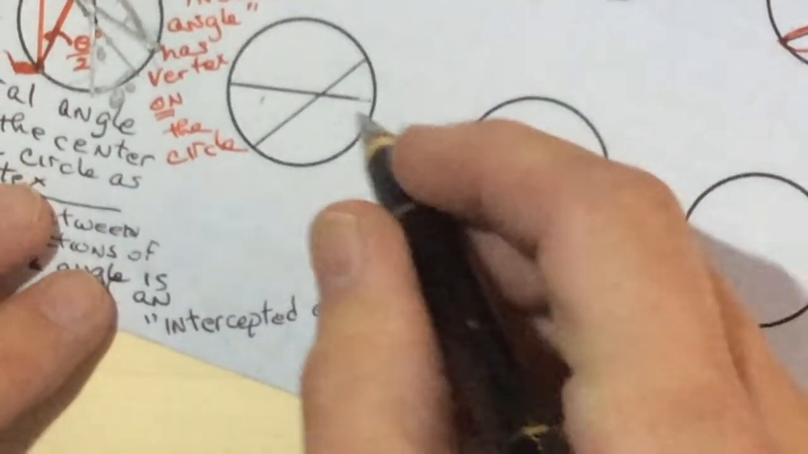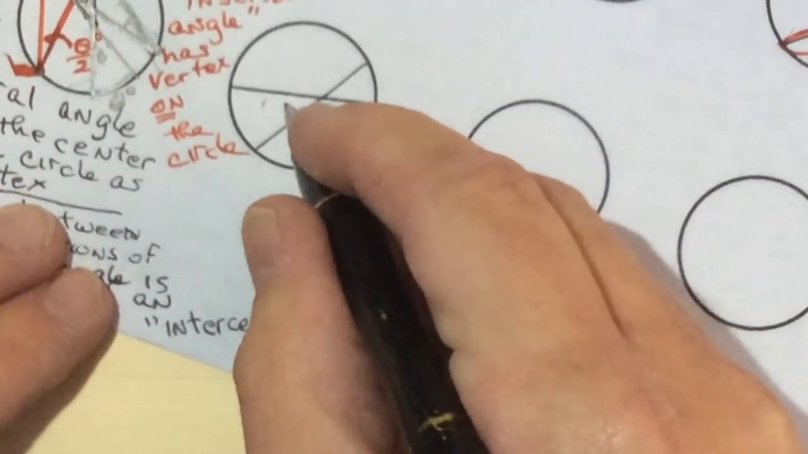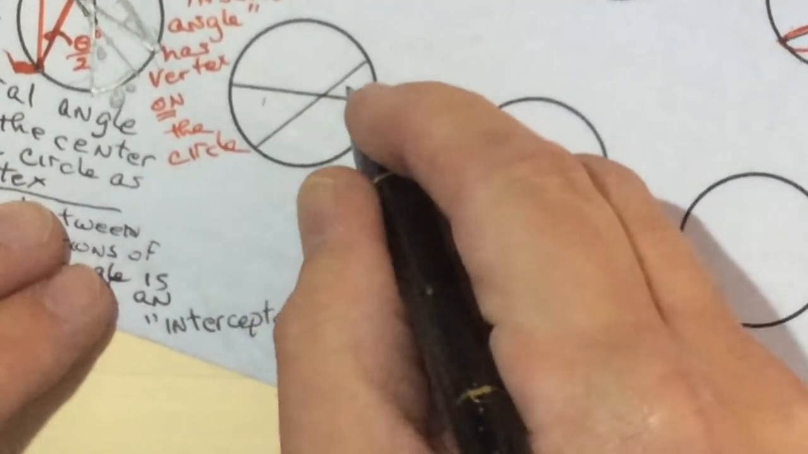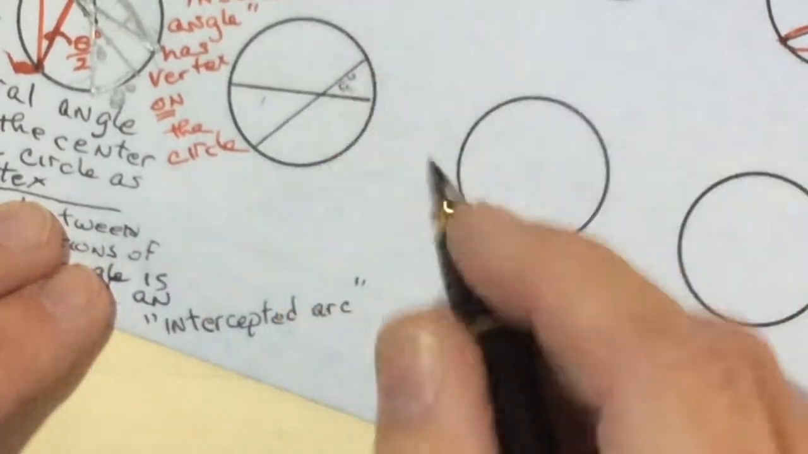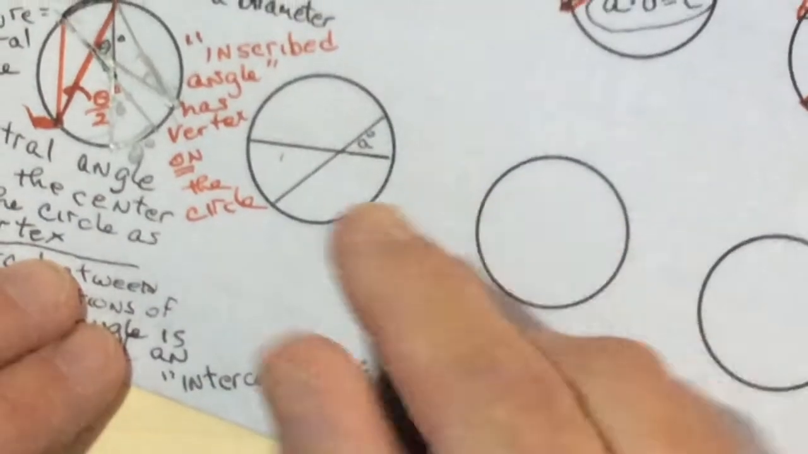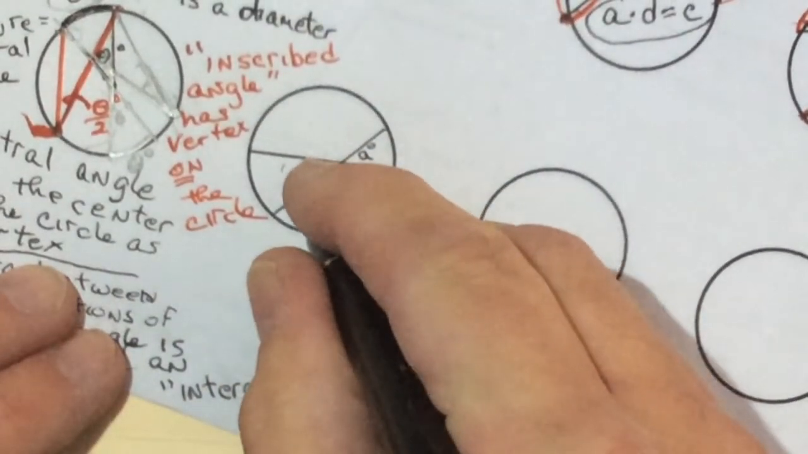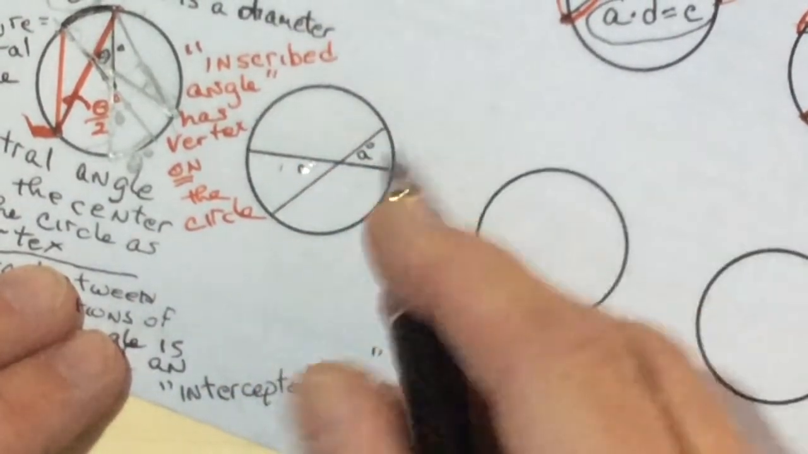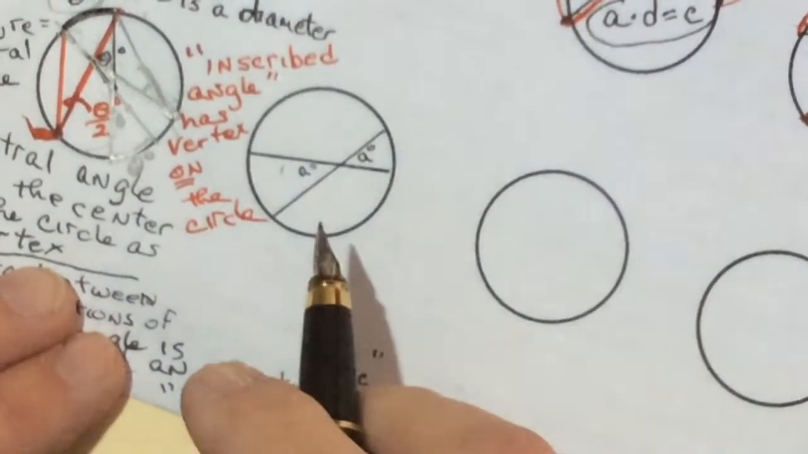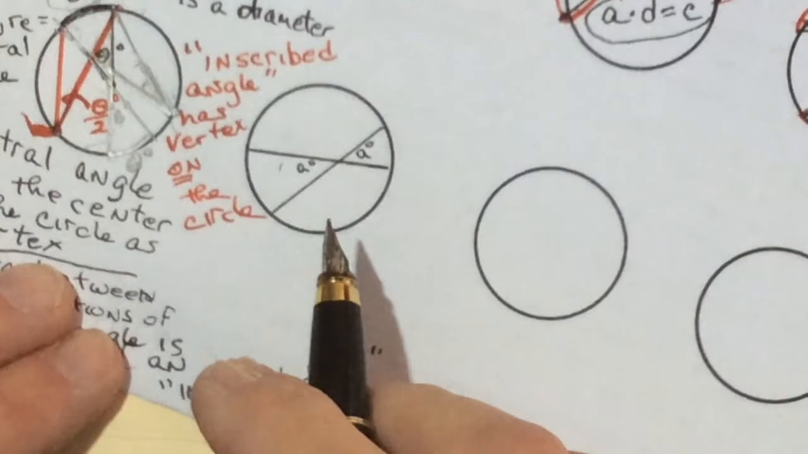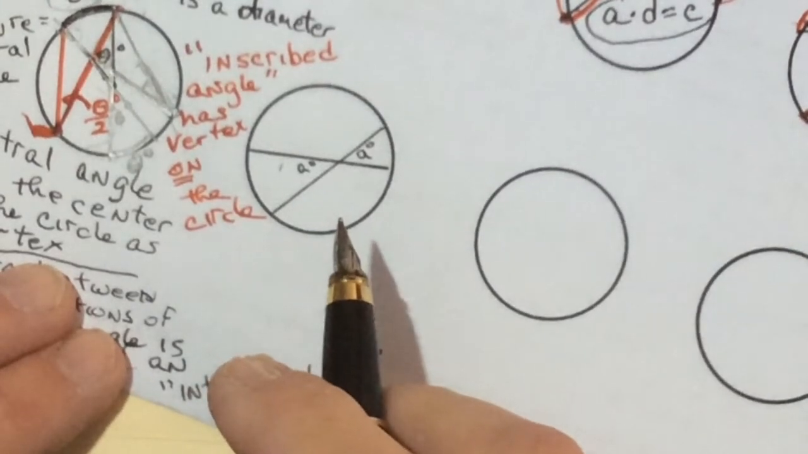Okay. So let's call this angle A. And say that this is A degrees right here, and this is going to be A degrees too. But you can tell, if it's not at the center, these two arcs aren't the same length. They're not the same arc. They don't have the same arc measure.